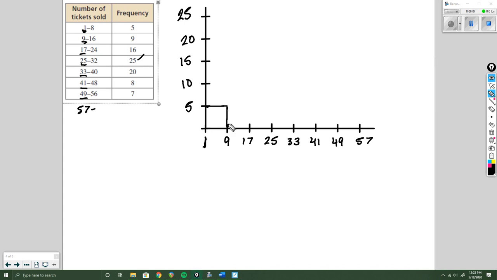And then 9 people sold 9 to 17. So we're just going to estimate here. And then 16 people sold 17 to 24. 25 sold 25 to 32, and so on.